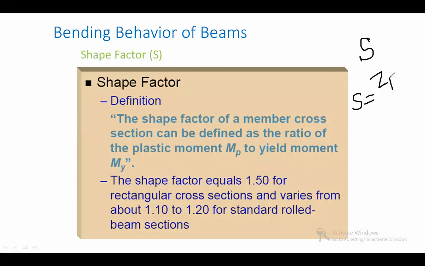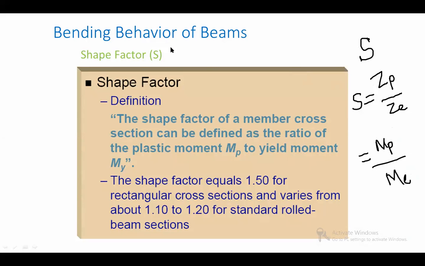Shape factor is the ratio of plastic section modulus to the elastic section modulus, or it is the ratio of plastic moment to the elastic moment, or the yield moment, right? So shape factor is the ratio of Zp by Ze. What is Zp? That is plastic section modulus, and Ze is nothing but elastic section modulus.